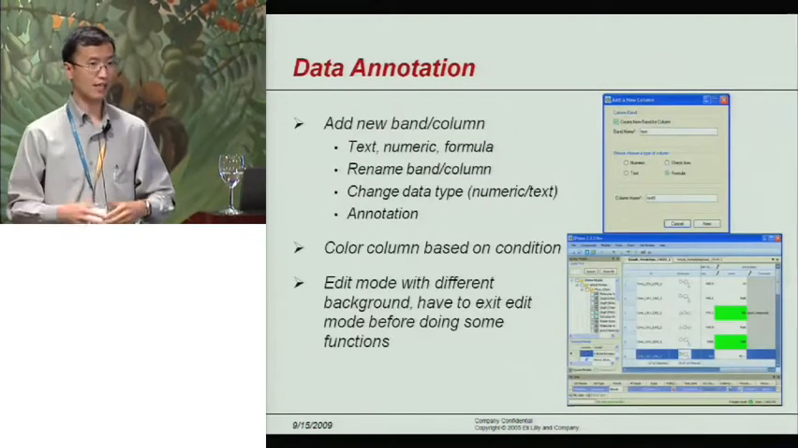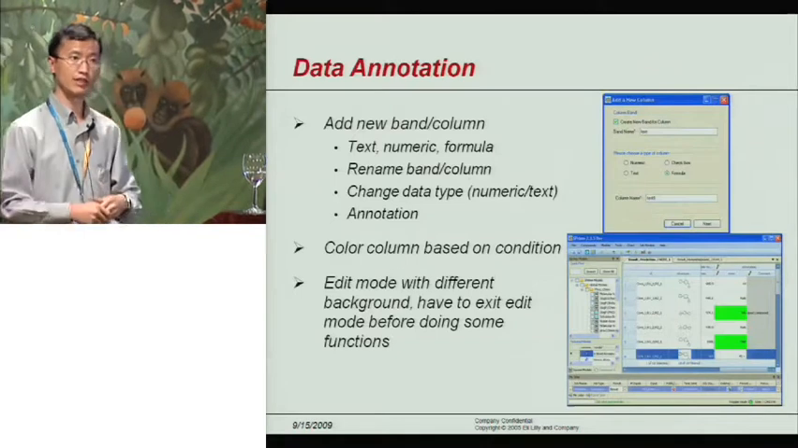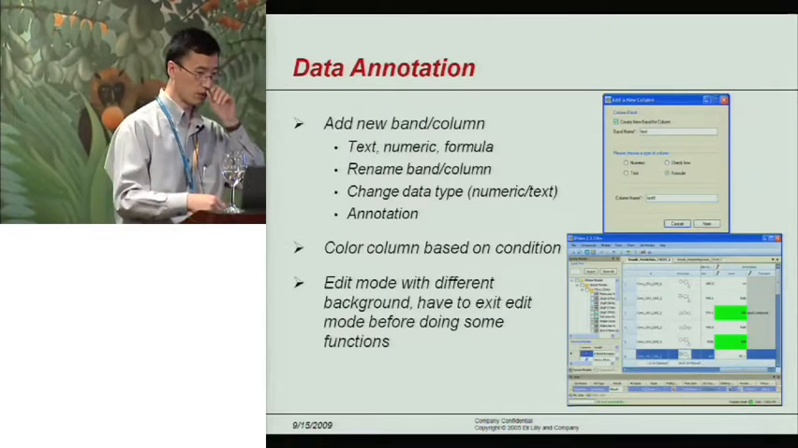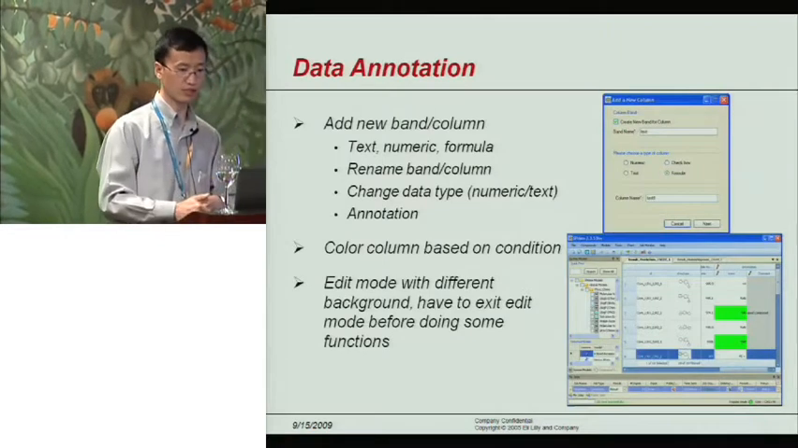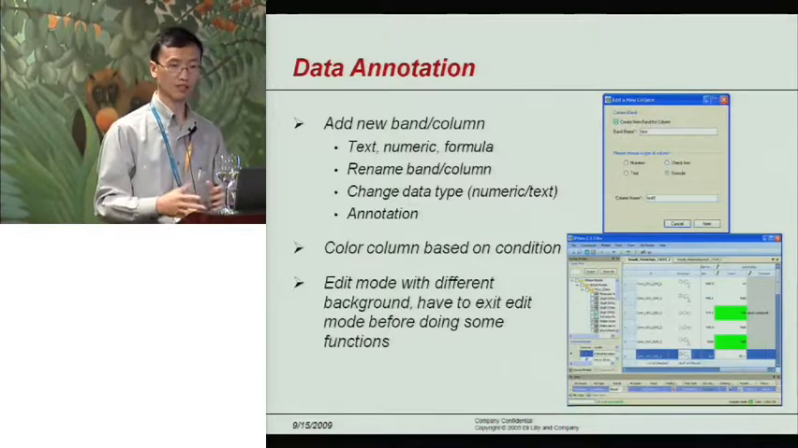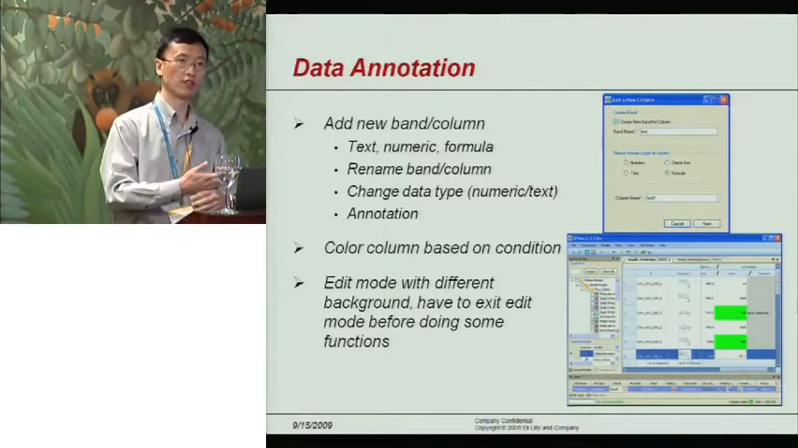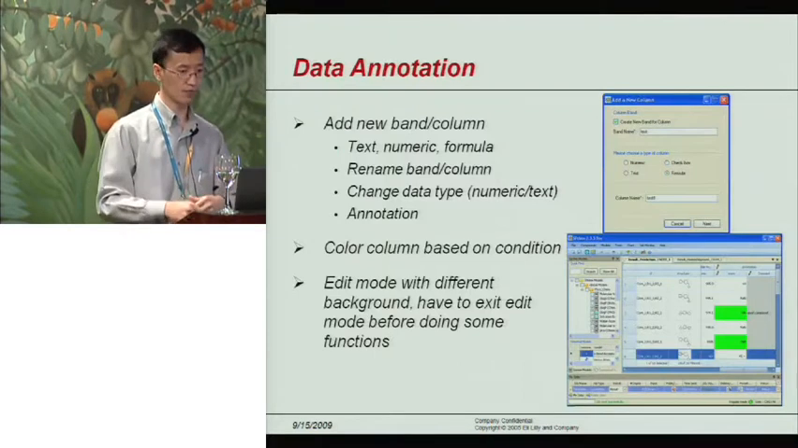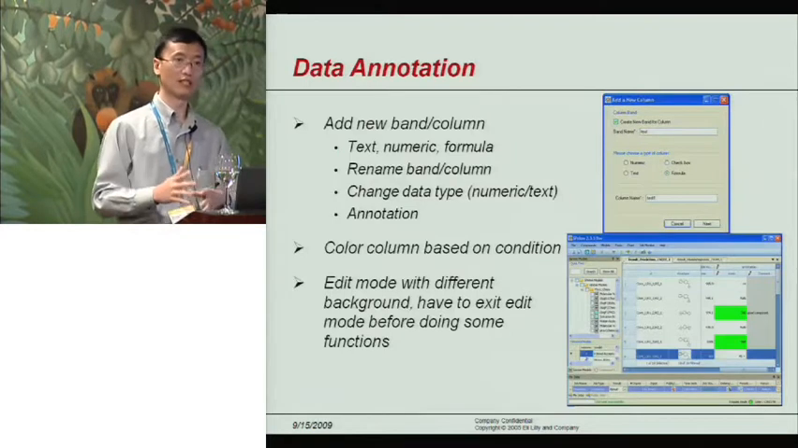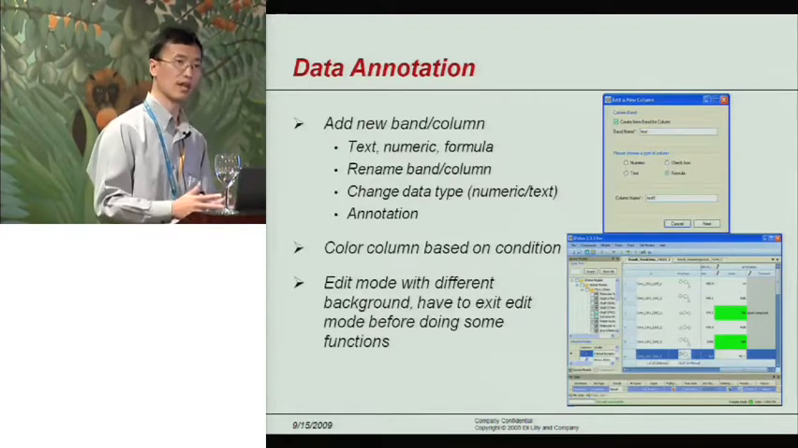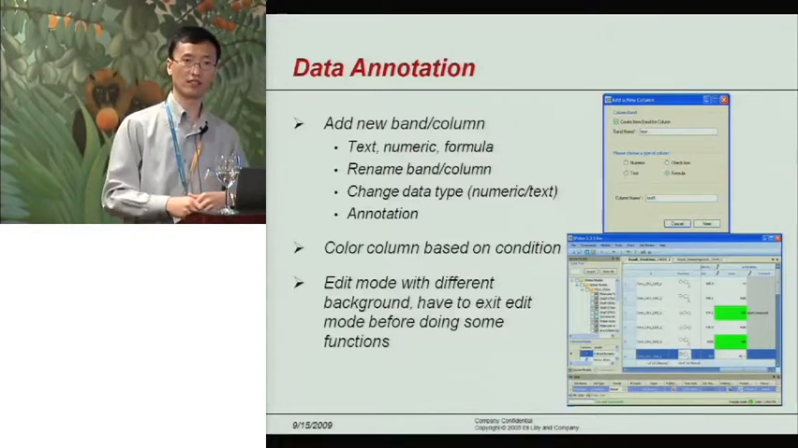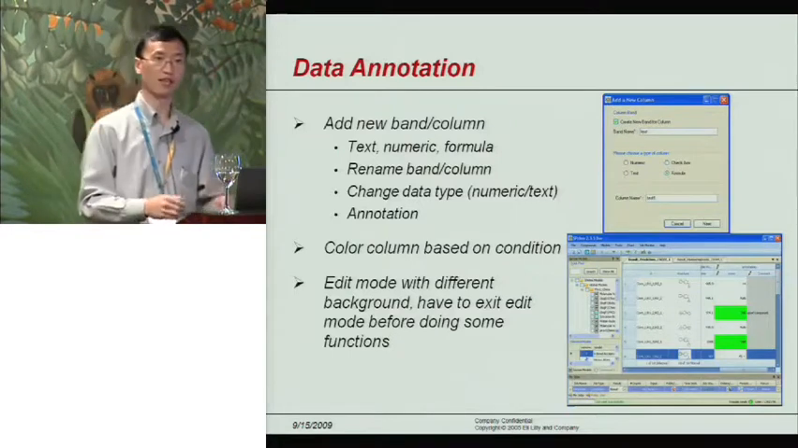Many times, when you get the data, the user wants to do some annotation, to add a comment on the structure. So we allow the user to add a new column, either text, which they can just type in, or number, or they can use the formula I displayed previously. They can do some calculation in real time and some coloring. Because the data is unstable at that point, we have two modes: one is edit mode, one is normal mode. Some functionality is not available in edit mode, so you have to get out before you do that.